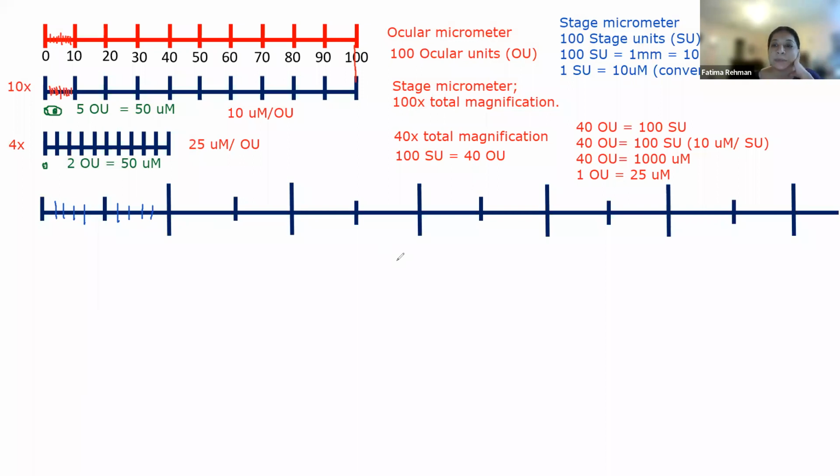So what I would like you to do this time, looking at the 40x objective lens: what's our total magnification this time around? 400. Good job. So this is 400x total magnification. Go ahead and draw that imaginary line. Which is bigger now, by the way? Is it the stage or the ocular micrometer that's bigger?